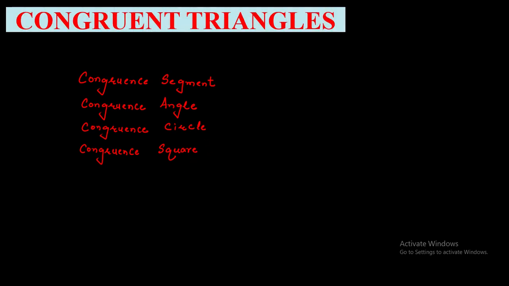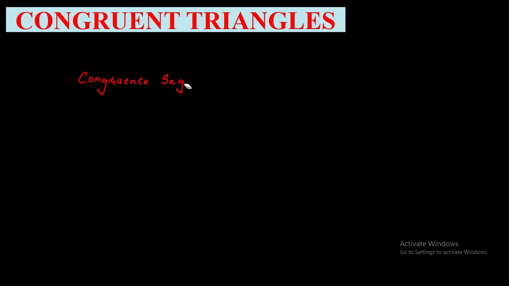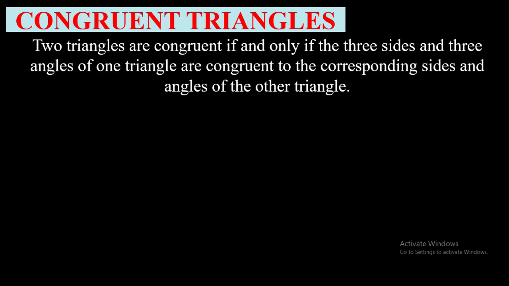Now, in our today's topic, we will be talking about the congruence of triangles, and we will see the different criteria by which we can see that two triangles are congruent. Let's see first the congruent triangles. So two triangles are congruent if and only if three sides and three angles of one triangle are congruent, that means equal to the corresponding sides and angles of the other triangle.